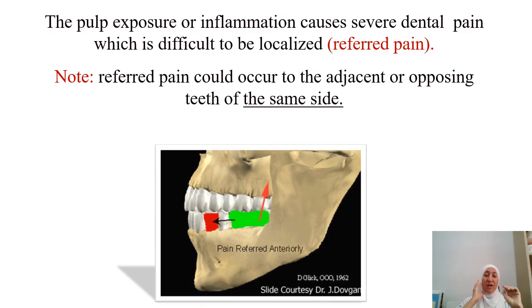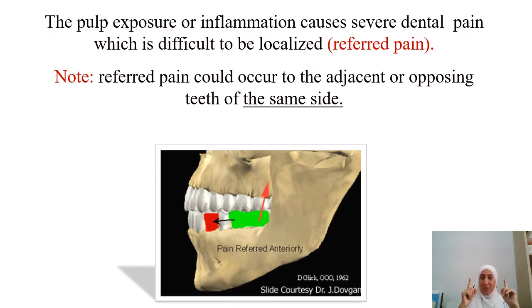Why? If we have an undetermined tooth, not a specific tooth that causes the pain, this could be pulp pain. And in this case, we call it referred pain. The patient could mention that I have a severe pain in the lower jaw, and by proper diagnosis, you could find the inflamed or diseased tooth in the upper jaw.